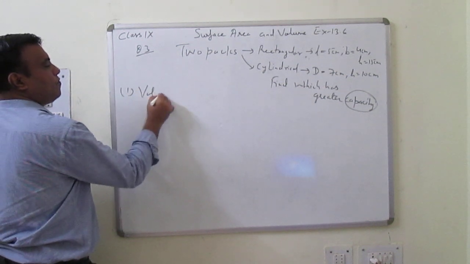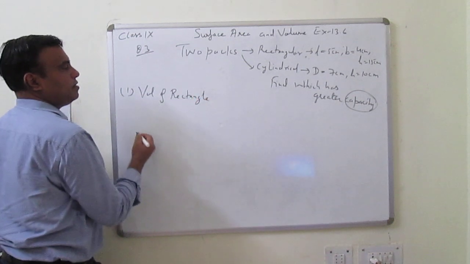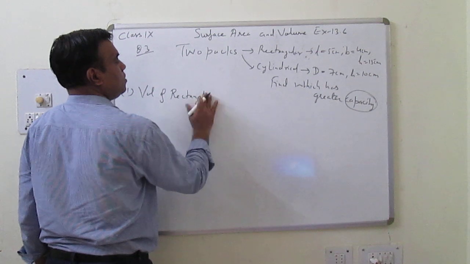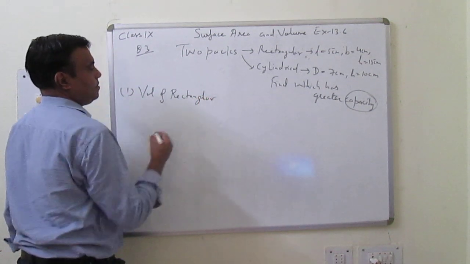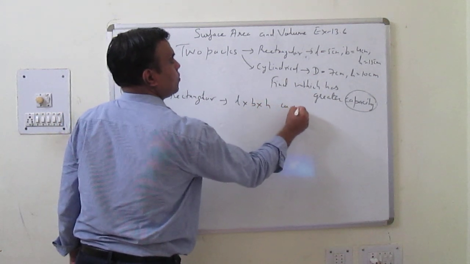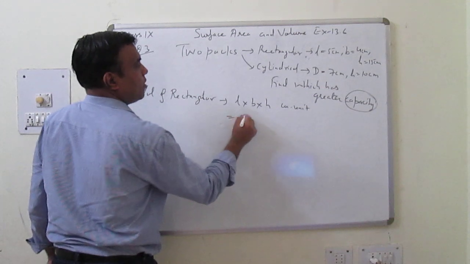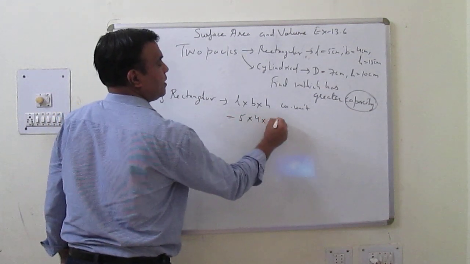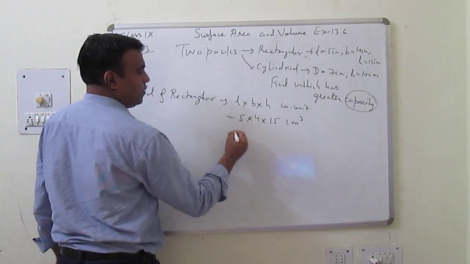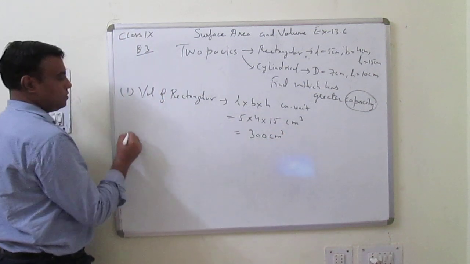So volume of rectangular can is L into B into H cubic unit. So 5 into 4 into 15 centimeter cube. 5 4s are 20 into 15, 300 centimeter cube.